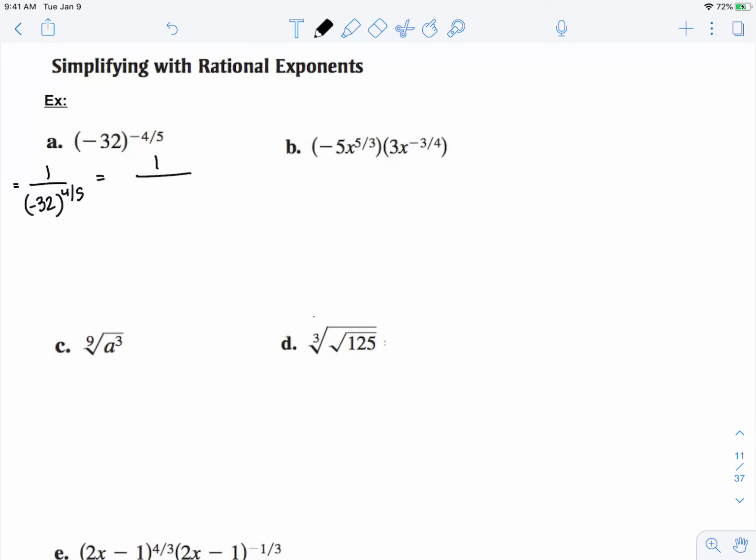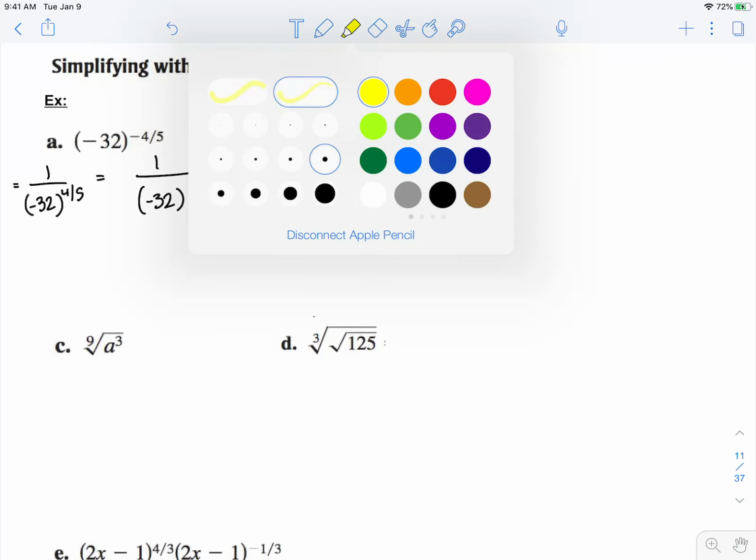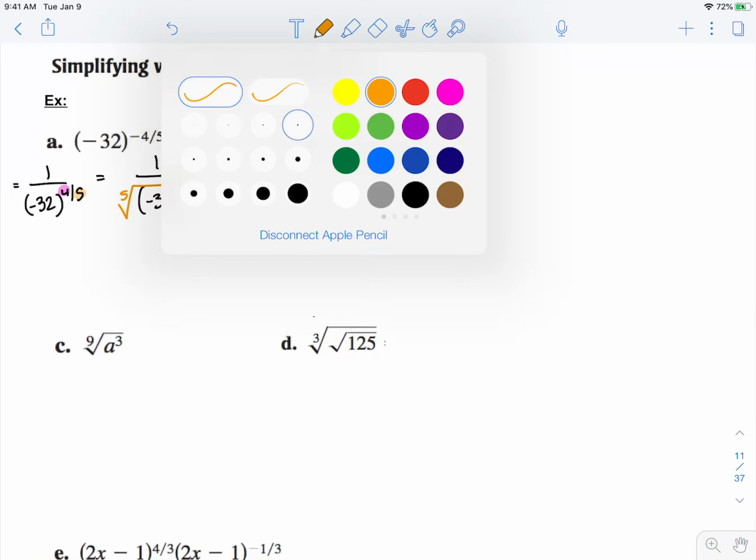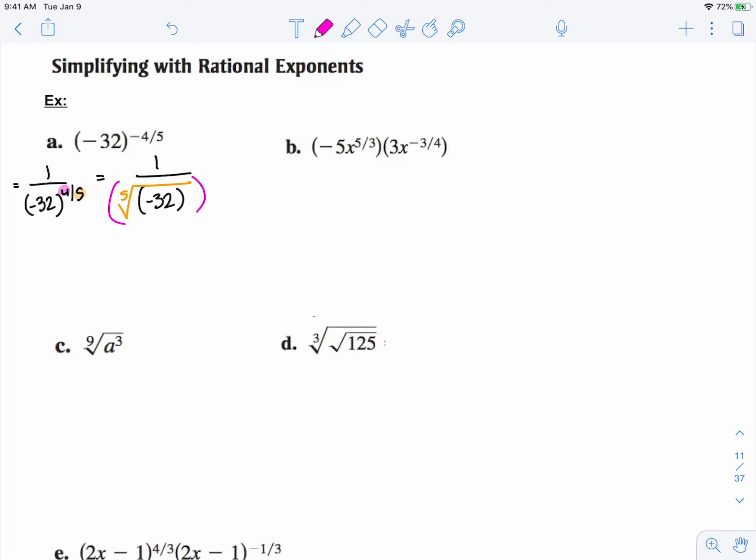Now, I know that we're going to be doing something with negative 32. My denominator of my exponent is my root, so I know I'm taking the 5th root. And the numerator of my exponent is my power, so I know I'm raising it to the 4th power.